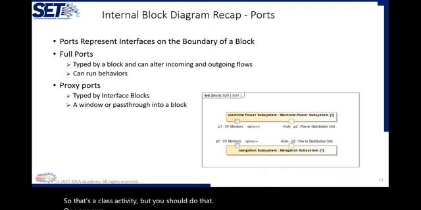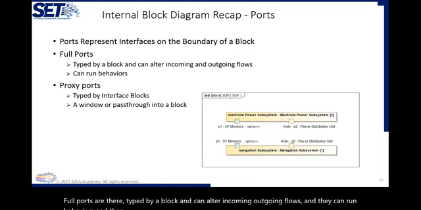Alright, so we got a recap here for the internal block diagram. So the ports represent interfaces on the boundary of a block, so you can see the ports listed here, the little squares on the edges of the block. Full ports are typed by a block and can alter incoming and outgoing flows, and they can run behaviors. And then proxy ports are typed by interface blocks, and they're a window or pass-through into a block.